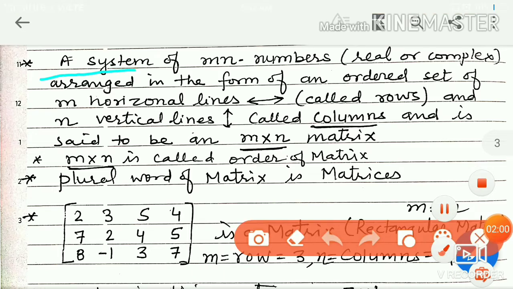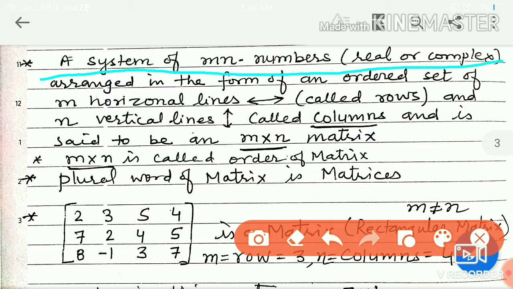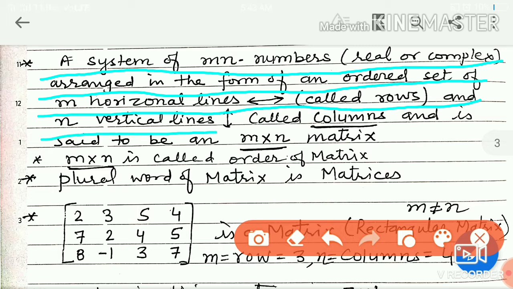A system of mn numbers, the numbers may be real or complex, arranged in the form of an ordered set of m horizontal lines, which are called rows, and n vertical lines, which are called columns, is said to be an m by n matrix. And m cross n is called the order of the matrix. The plural of matrix is matrices.